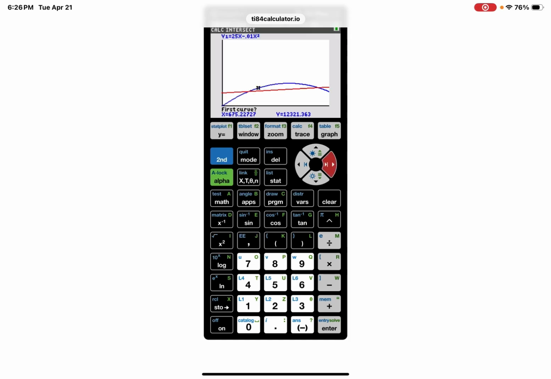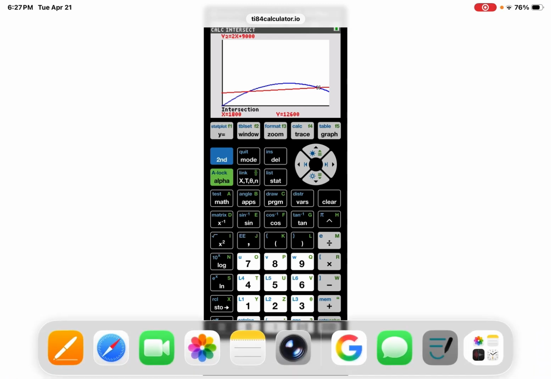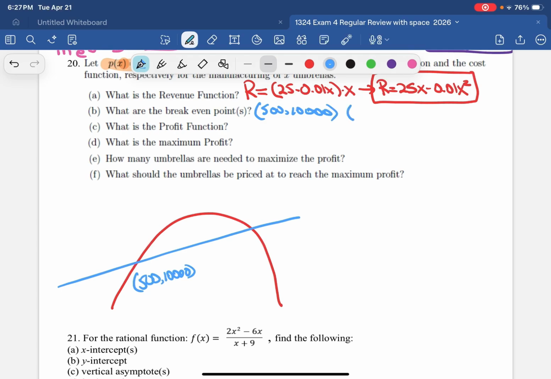And then I'll find the other one, second trace, number 5. I'm going to change my guess closer to the other one and then hit enter, enter, enter. And I get 1,812,600. So 1,812,600.